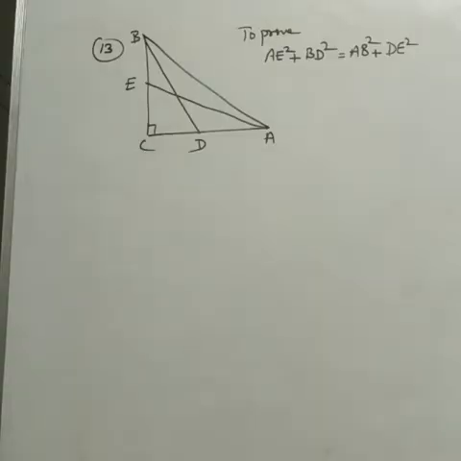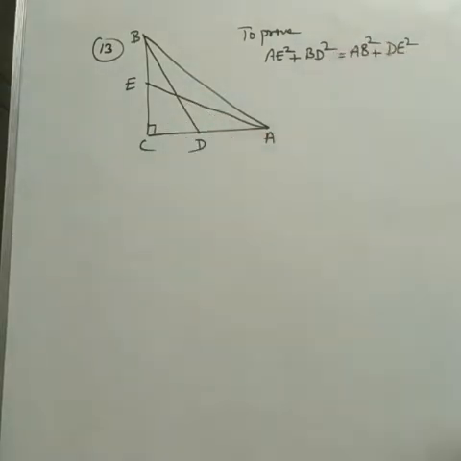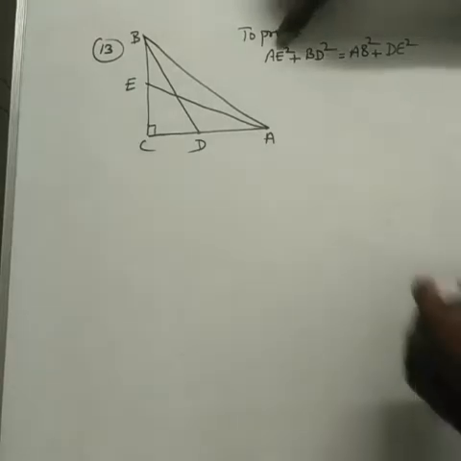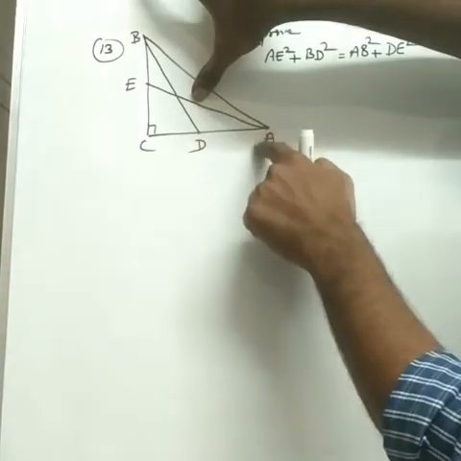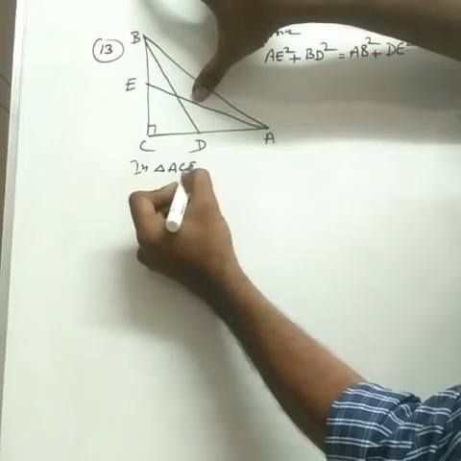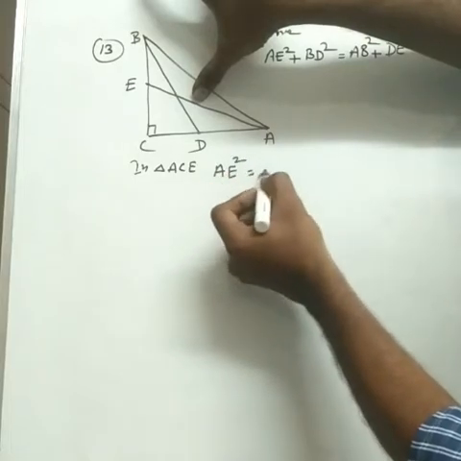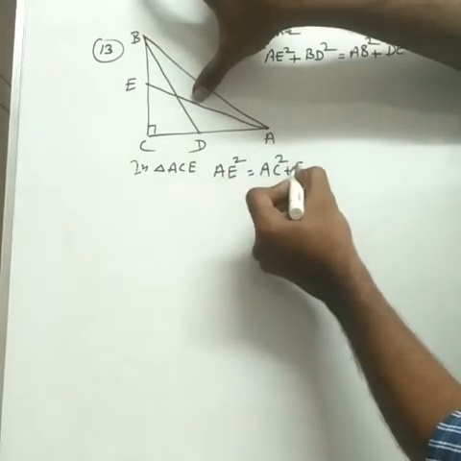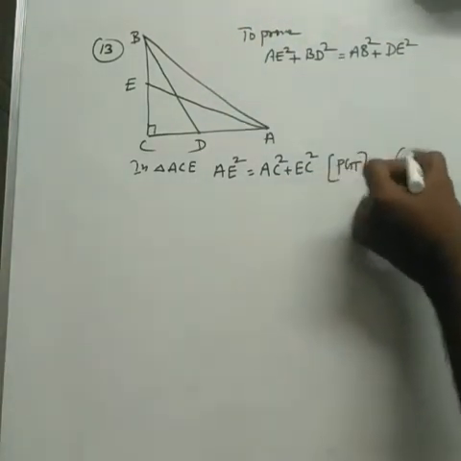Here in question number 13, it is given D and E are points on the sides CA and CB of triangle ABC, right angled at C. We have to prove this. This is AE. The triangle including this AE is ACE. We'll take this right triangle. AE square equals AC square plus EC square. This is by PGT number 1.